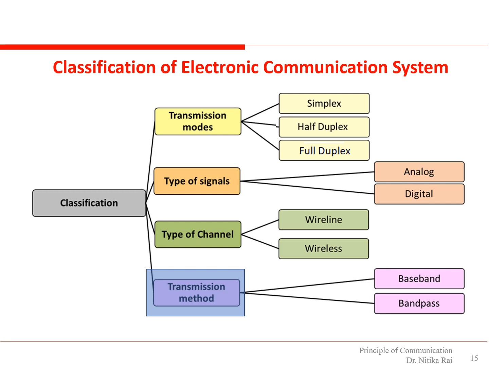Right? So this is the broad classification of electronic communication systems. In the next lecture, we will be discussing types of channel in detail.